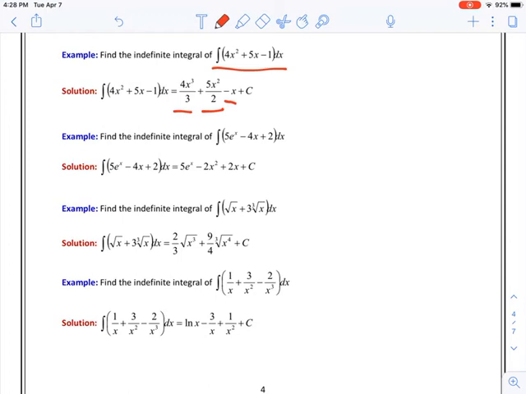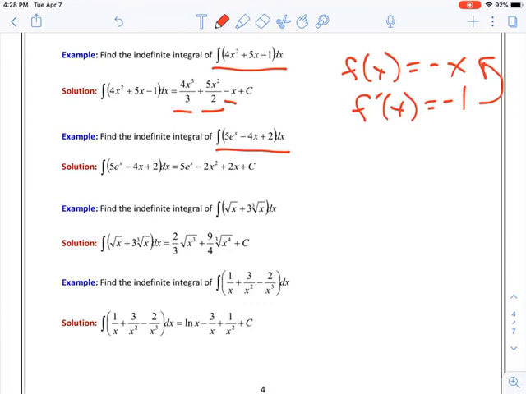Well, if I have a function, negative x, what is the derivative of that? Well, the derivative of that is -1. So we're working backwards. And this one, again, we can go term by term, applying the power rule.